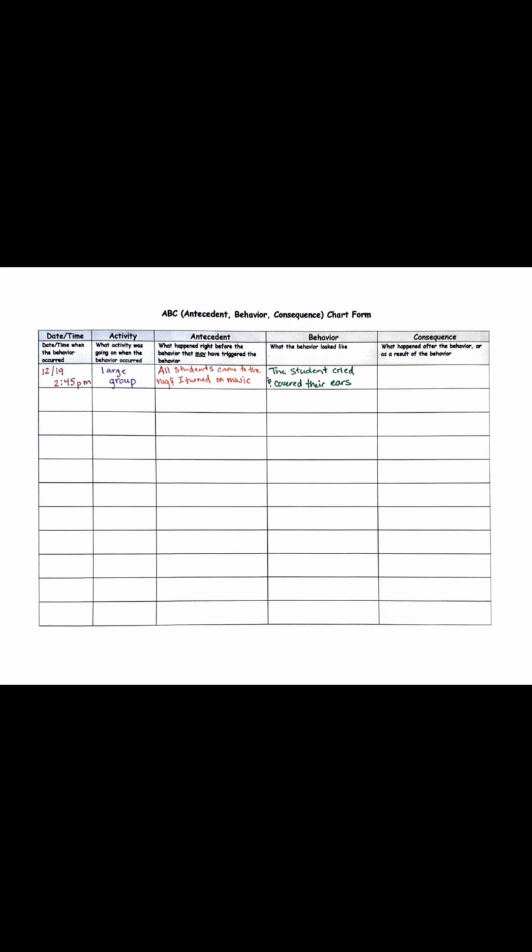In our next example, the behavior occurred on December 19th at 2:45 p.m. during large group. The antecedent was that all students came to the rug and I turned on music. The behavior is that one of my students cried and covered their ears. The consequence is that I turned the volume down and the student uncovered their ears. In this example, the student covered their ears to avoid the loud music.